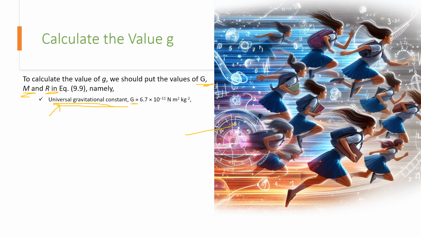So what is the number here? It is 6.7 into 10 to the power of minus 11 newton meter square per kg square. All right, it's given, right? Generally in the exam also, these numbers will be given, no need to memorize. But make sure you have a look at the units of it. Remember, always units are important, right?